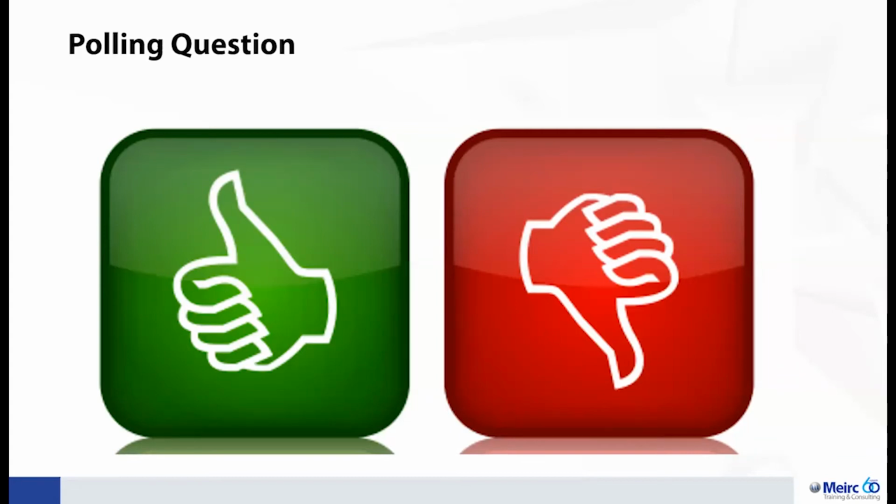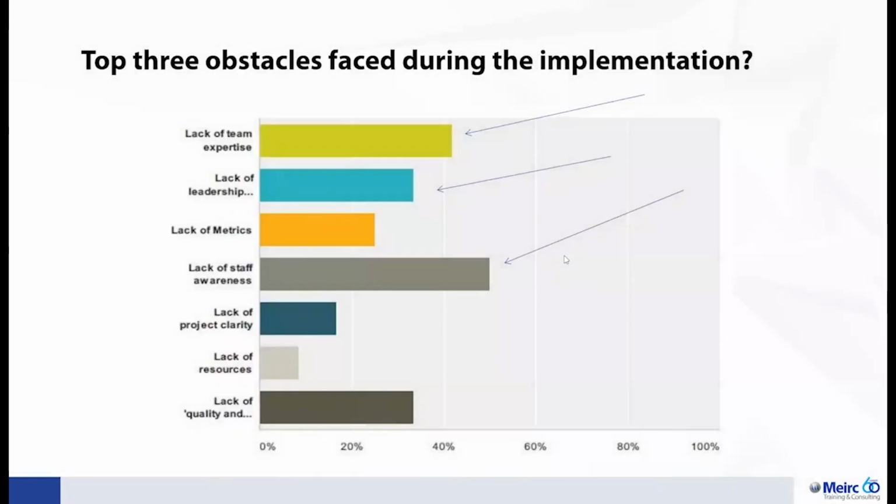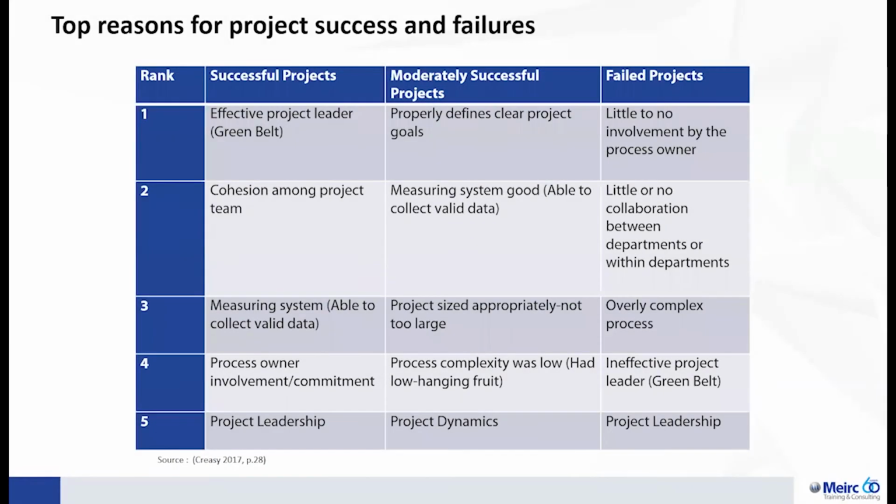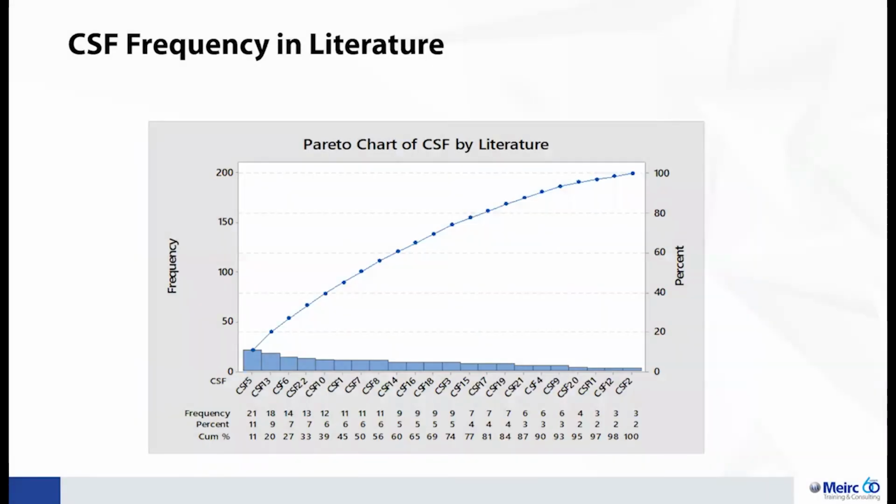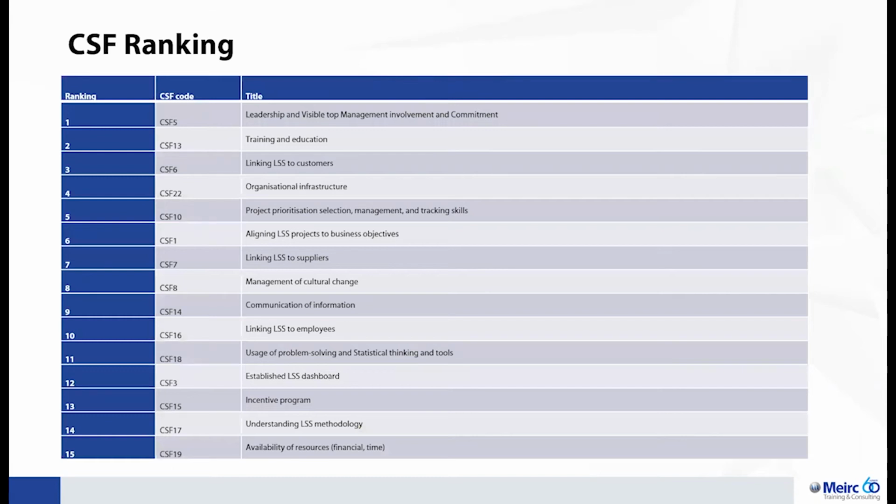So let me share with you, based on this small sample that we just did, what the research is showing. This was a quick research done by Meirc, and you can see here maybe the top three: lack of leadership, lack of staff awareness, lack of team expertise. They're all important, but if you want to rank them, you need to take a good and larger sample. And that's what I did in my doctorate research. When we looked at the results, you can see the critical success factors in the literature review based on research. I'll just show you the money slide, as we call it.